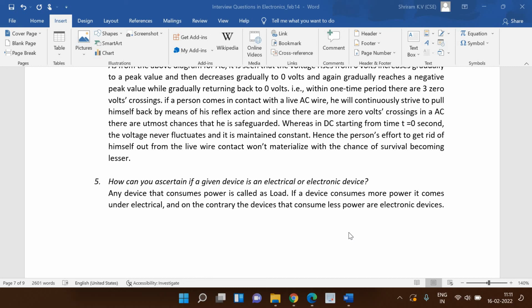This is a fundamental question, but again, the answer is very important. You consume more power, you are categorized as electrical. You consume less power, you are categorized as electronic.